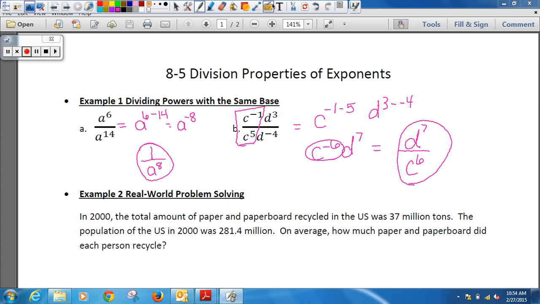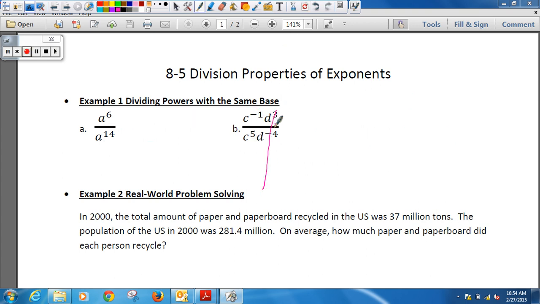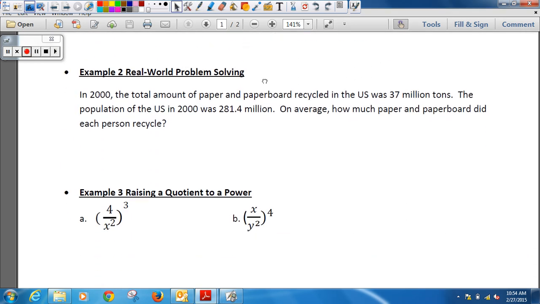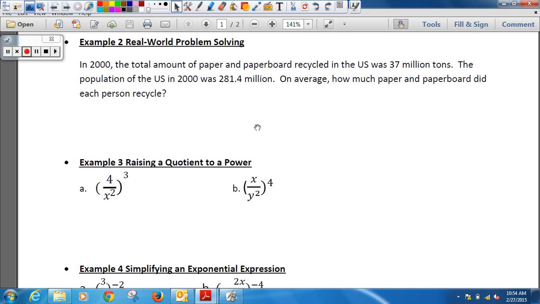Now the real world problem solving. In 2000, the total amount of paper and paperboard recycled in the U.S. was 37 million tons. The population of the U.S. in 2000 was 281.4 million. On average, how much paper and paperboard did each person recycle?